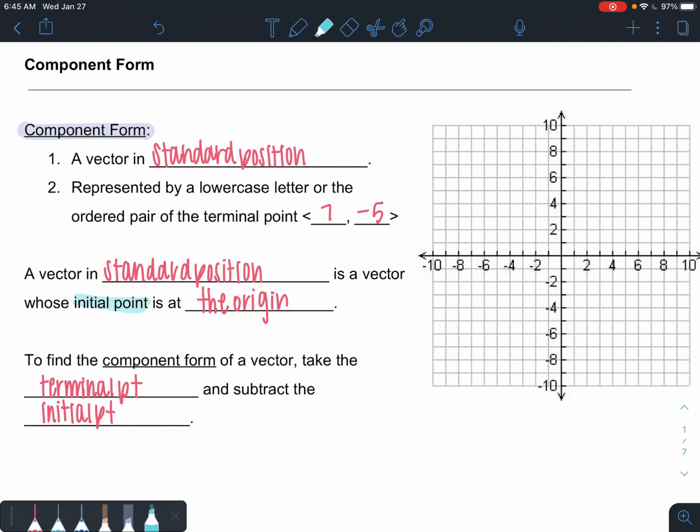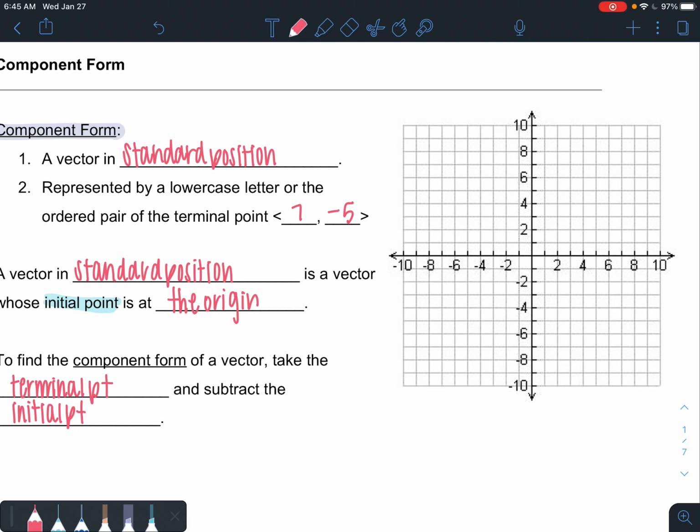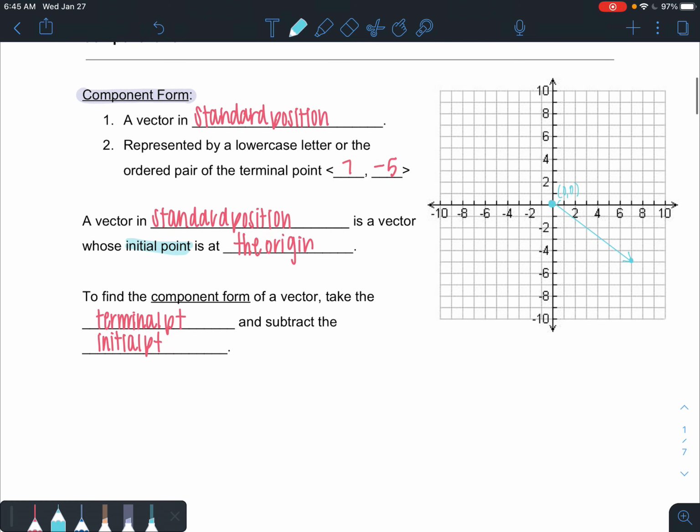And also, to find component form, you just take the terminal point and subtract the initial point. That gives you a length, and then you just stick it at the origin. So I'm going to go ahead and draw this vector. So we've got the initial point at 0, 0. And then 7, -5. That's my terminal point. So I'm going to put an arrow on it and draw that line. Okay, so there's my vector. Okay, and that's 7, -5.